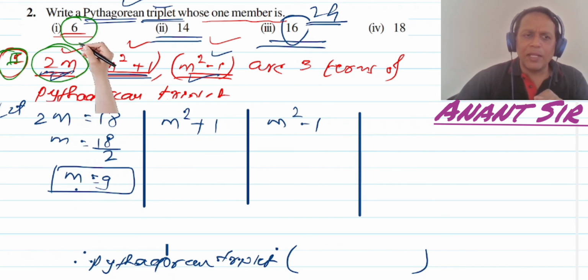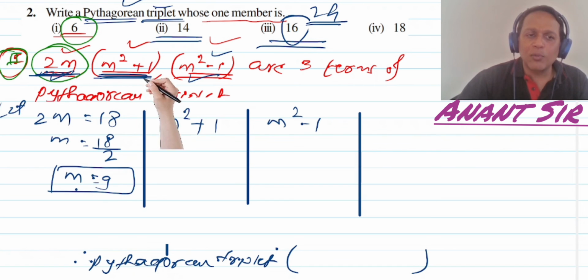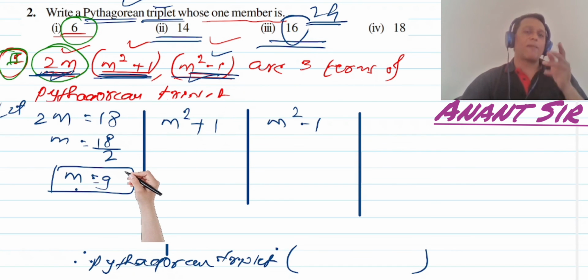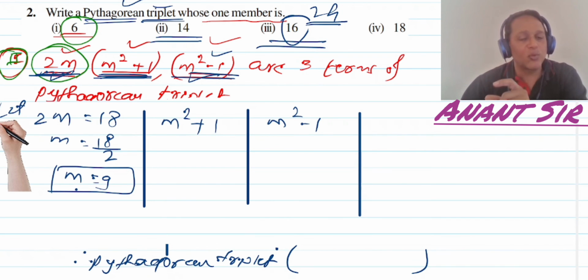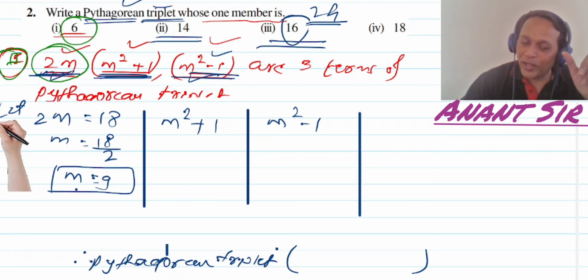Can you tell me, out of these three, 2m, m square plus 1 and m square minus 1, what is the hypotenuse here? Which is the greatest number? You can take m equal to any natural number. You can take 4, 5, 6 and see whether 2m is greater, m square plus 1 is greater or m square minus 1 is greater. And tell me the answer in the comment box.